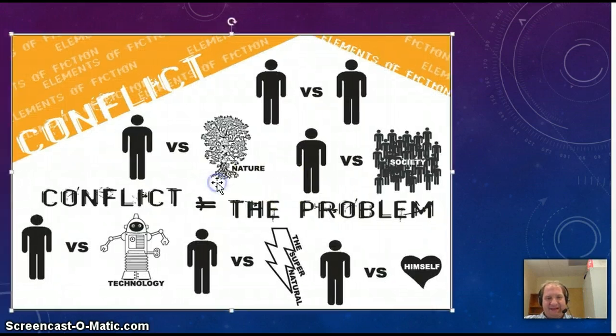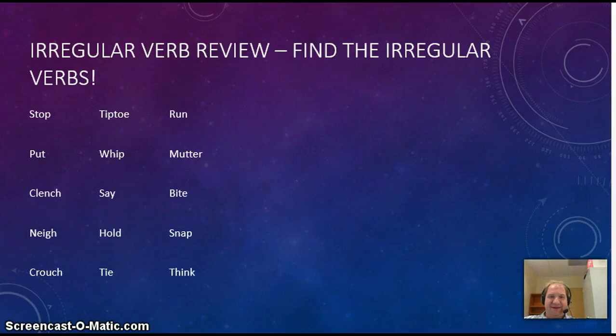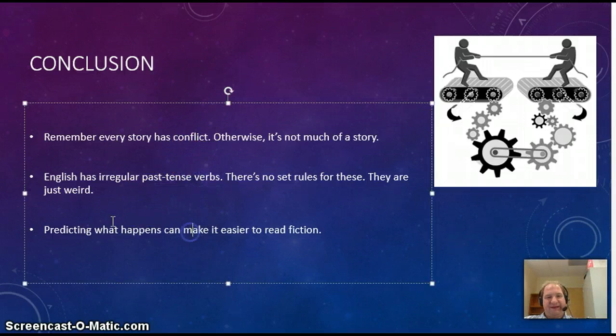Final review, the different kinds of conflicts. Those of you who like ghost movies, you've seen man fight the supernatural, people fighting themselves, people fighting society, people fighting other people, even people fighting technology. Every story has that. We'll review that, it'll be on the test. Then quick review, find the irregular verbs. So every story has conflict, we have irregular verbs. And we'll also look at how to learn fiction and some new vocabulary.